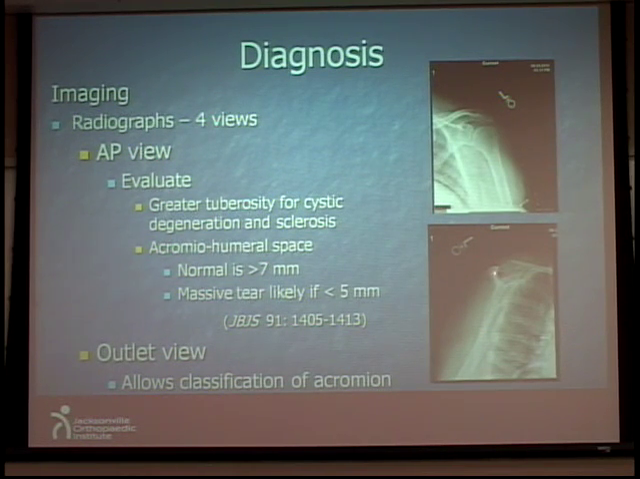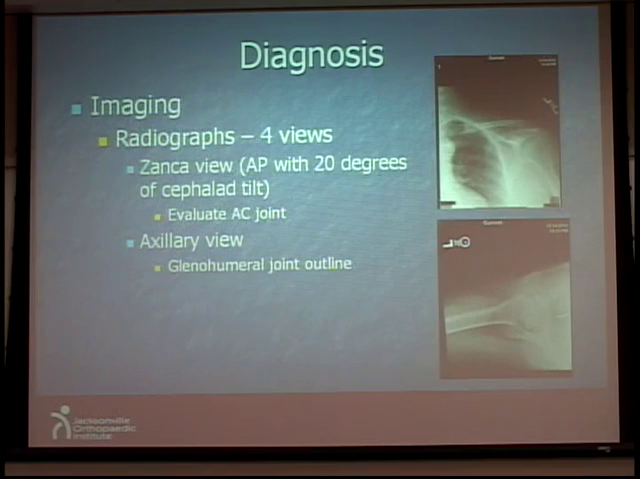On the outlet or lateral view, also called Y view, you can look at the acromion and see this acromion only has a very mild curve. At some, you'll see a very large spur that extends downward that can impinge into the subacromial space. On Zanca view, the acromioclavicular joint is well visualized, and you look for arthritis there or osteophytes that can impinge downward into the subacromial space.